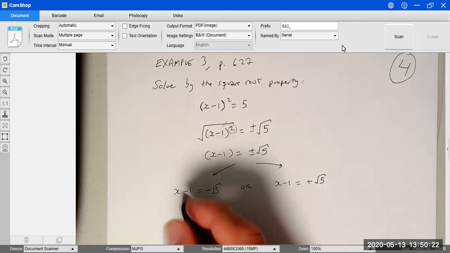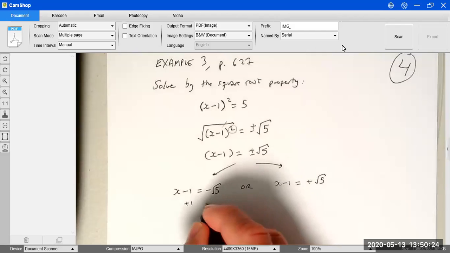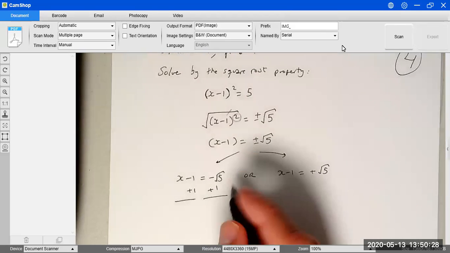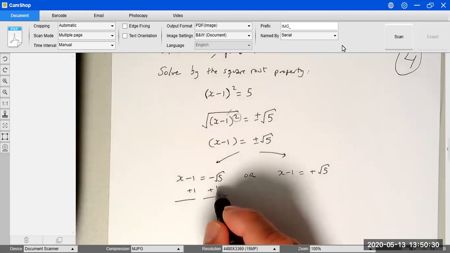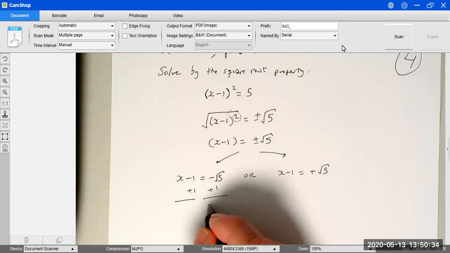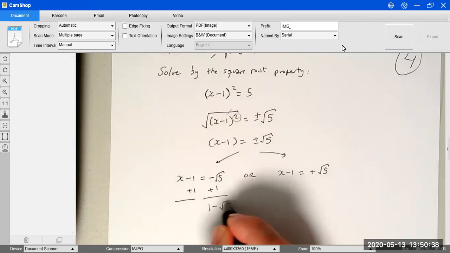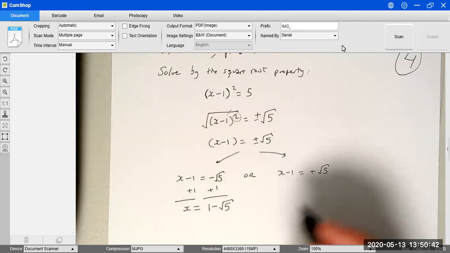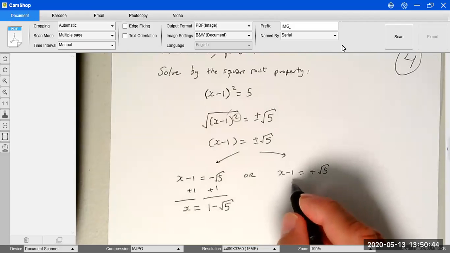We're going to solve for x, so we need to add 1 to both sides of the equation. And remember, you cannot combine a radical with a quantity that is not a radical, so in this case we're going to write first 1 minus radical 5. And on the left-hand side, we only have x.